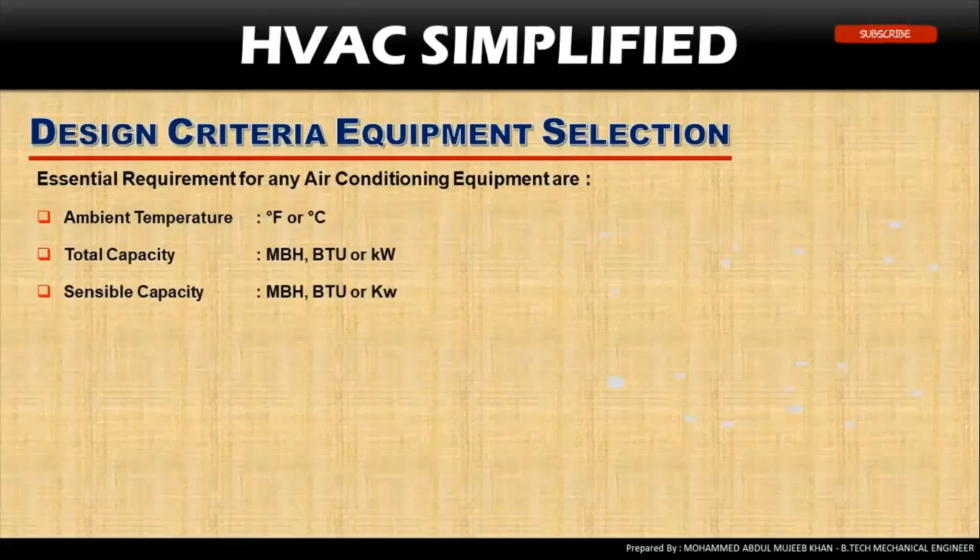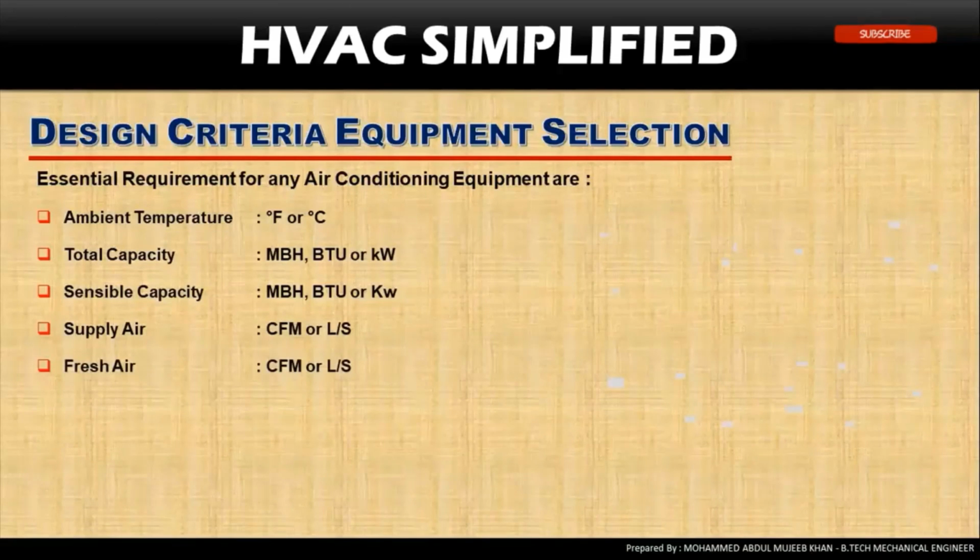The second important parameter is sensible capacity, which is also measured in MBH, BTU or kilowatts. Supply airflow is measured in CFM or liters per second. There are other units also where the airflow is measured, but these are the two important, widely used units for supply airflow. Fresh air requirement, fresh airflow, is also measured in CFM and liters per second.